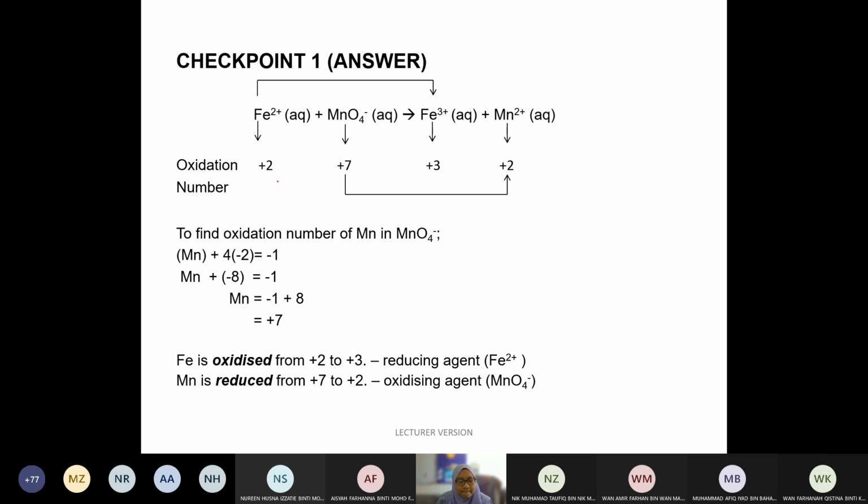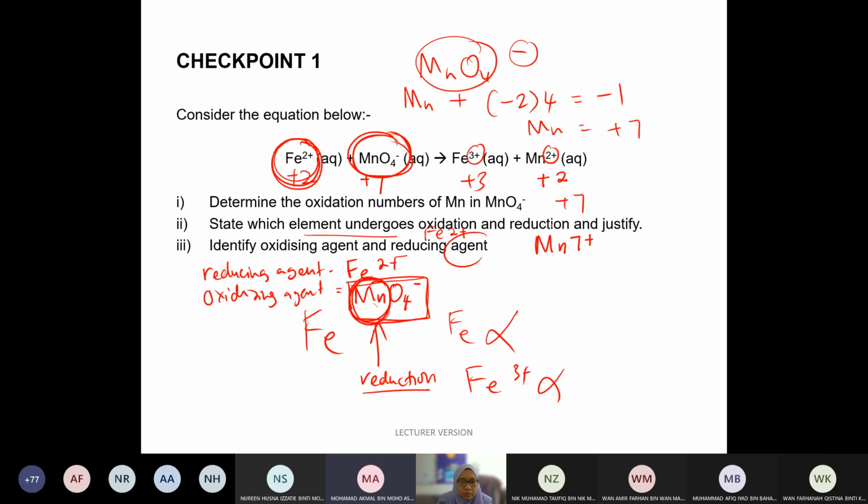Ya. Question. For the second question, in terms of justification, if we explain for Fe2+, we know it undergoes oxidation because of the increase in oxidation number. But for Mn7+, is it okay if we mention that it undergoes reduction because it loses oxygen? Loses oxygen, because we know... boleh? It's obvious here, we have 4 oxygen and then after the reduction, there's no oxygen at all.